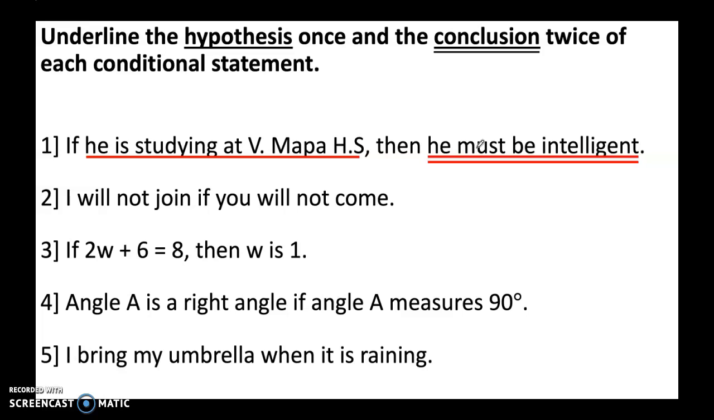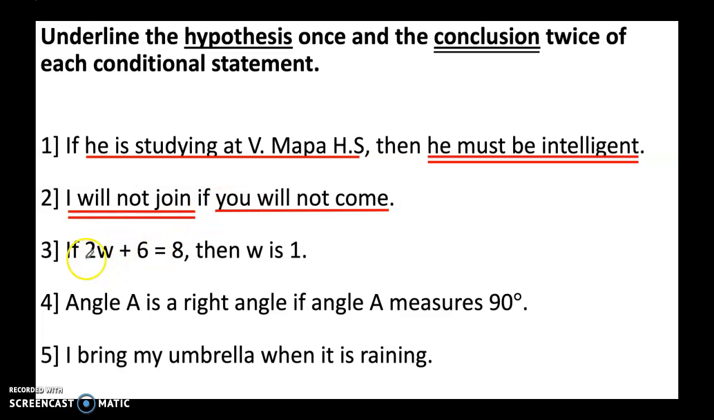For number 2: I will not join if you will not come. Here is the word if. After if is the hypothesis. So our hypothesis is you will not come. Therefore, our conclusion is I will not join.